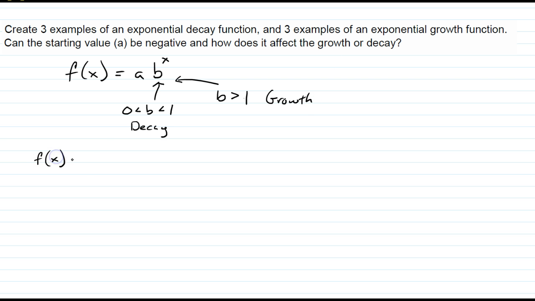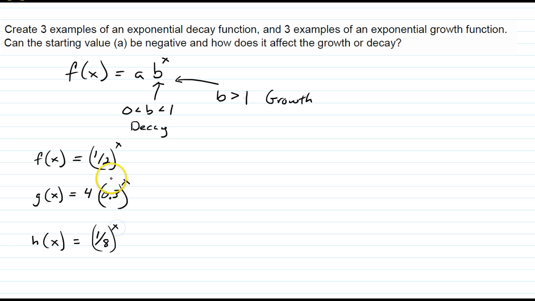So an example of decay could be 1/2 to the x. We can put a number in front, and we're still going to end up having decay if this b value is between 0 and 1. So I could do 0.3. So here are 3 examples of decay.